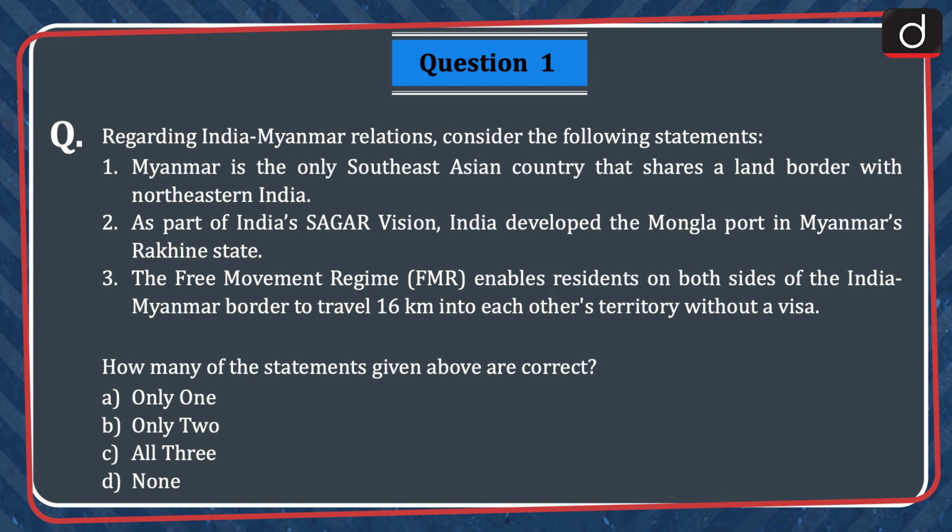Consider the following statements. 1. Myanmar is the only Southeast Asian country that shares a land border with northeastern India. 2. As part of India's Sagar vision, India developed the Mongla port in Myanmar's Rakhine state. 3. The free movement regime enables residents on both sides of the India-Myanmar border to travel 16 km into each other's territory without a visa. How many of the statements given above are correct? Only 1, only 2, all 3 or none? The correct answer is option B, only 2.